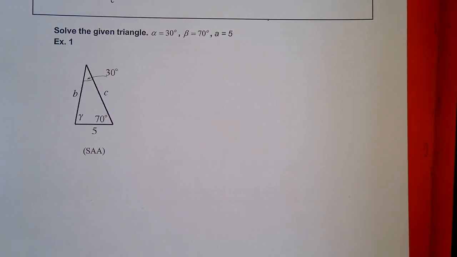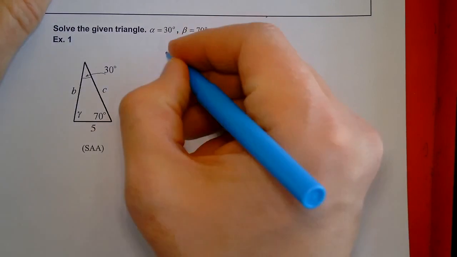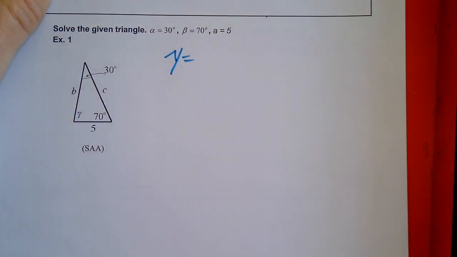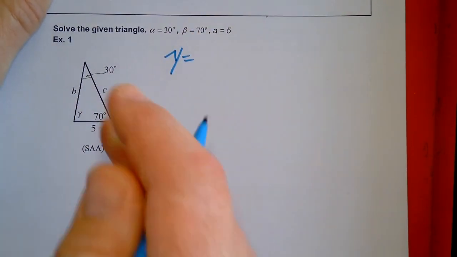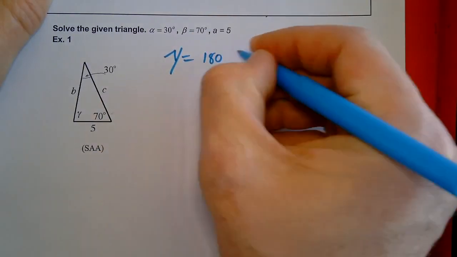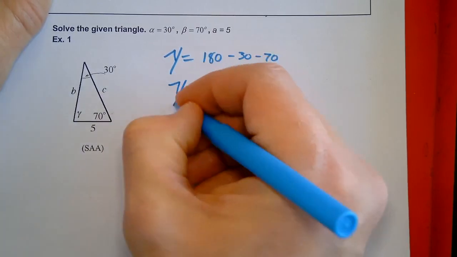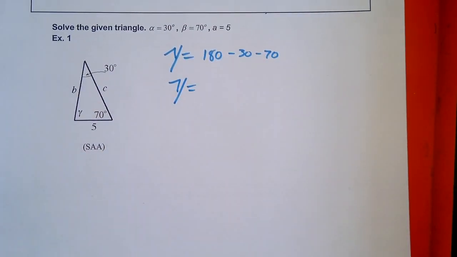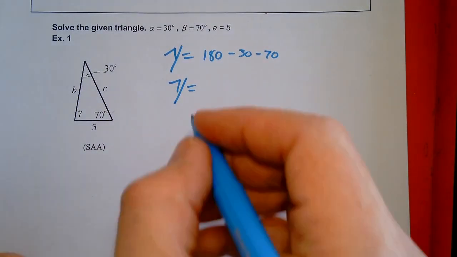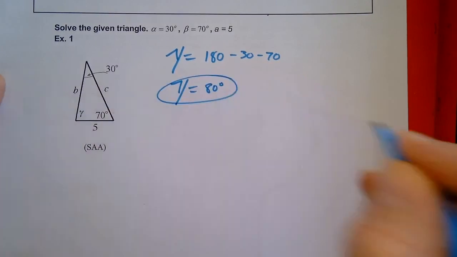Well, the first thing I want to find is what? What's the easiest thing for us to find? Easy peasy. That little y, or gamma. We know that there's 180 degrees in a triangle, and we have two angles, so go ahead and take those two and subtract from 180, and that's going to give me gamma, which is like a fancy y. And gamma's how much? 80 degrees.